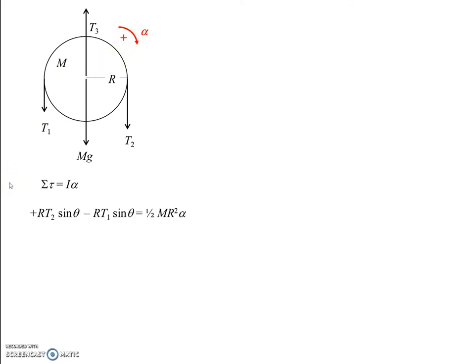So sigma tau will look like this. Positive R T2 sine theta minus R T1 sine theta. So this is positive because T2 tends to rotate it in the clockwise way. This one is negative because T1 tends to rotate it in the counterclockwise way.